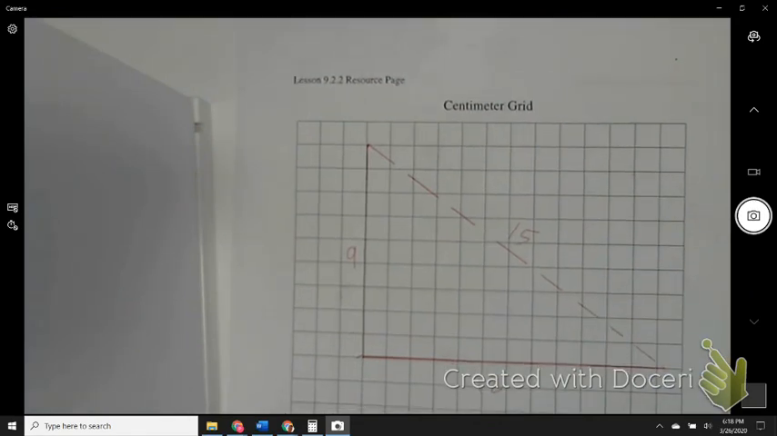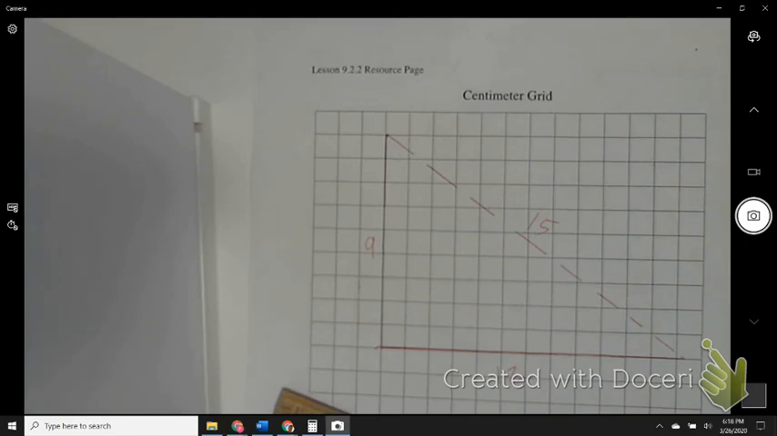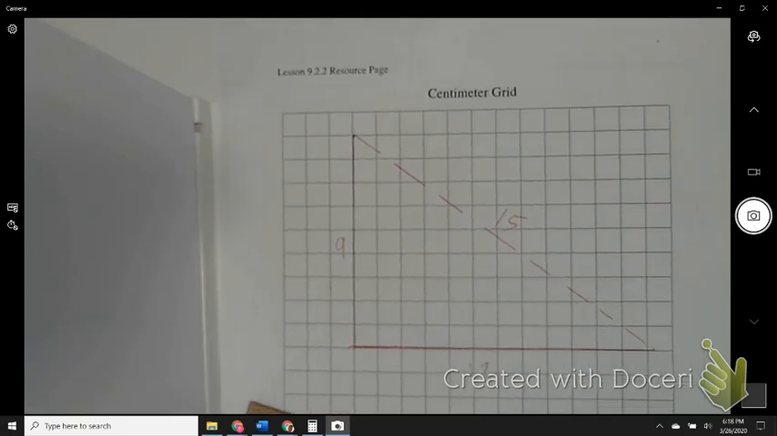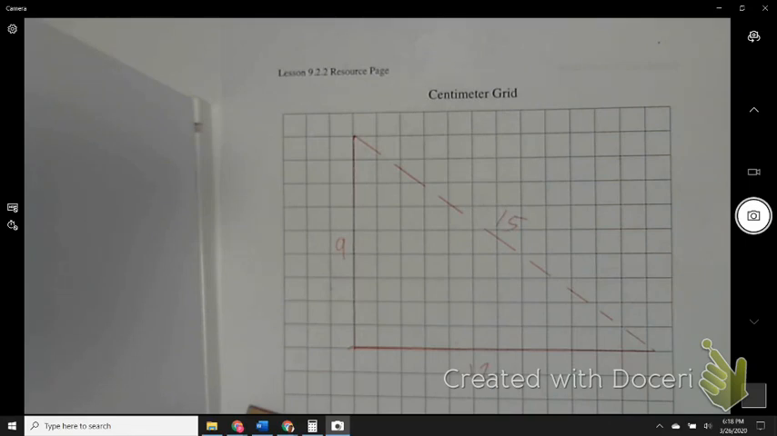And now I want you guys to do the same thing. Can you prove to someone, prove to me, your parents, your brother, your sister, that this is going to be a right triangle? Well, again, I mentioned this to you guys before. In geometry, you cannot just say, well, it looks like it's a right triangle. You can't just say because it looks like something that it is going to be something.